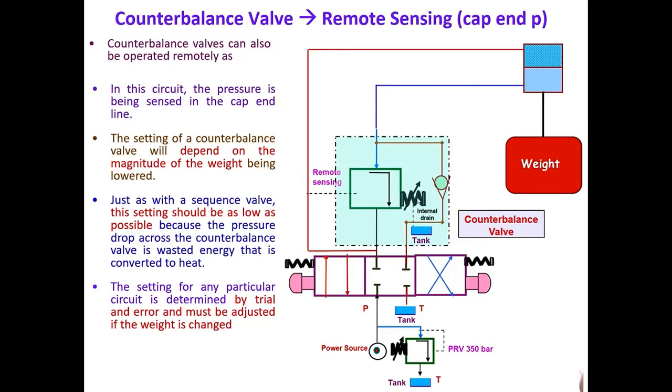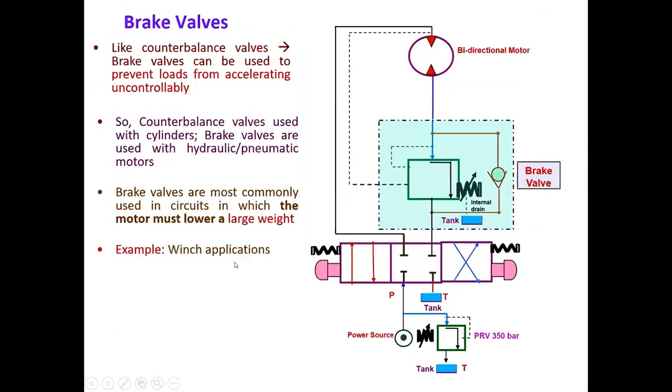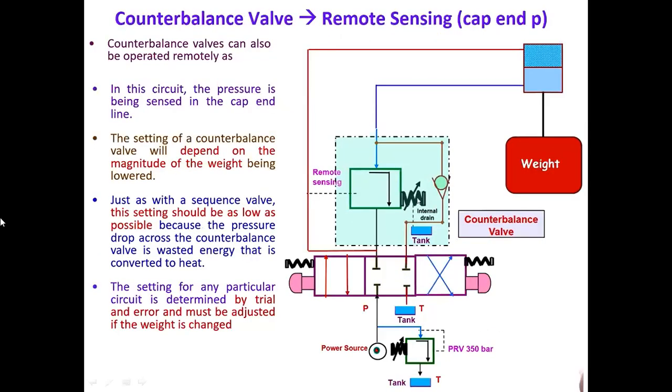Counterbalance valve, remote sensing, cap end. A counterbalance valve can also be operated remotely, as in this circuit, where the pressure is being sensed in the cap end line. The setting of the counterbalance valve will depend on the magnitude of the weight being lowered.